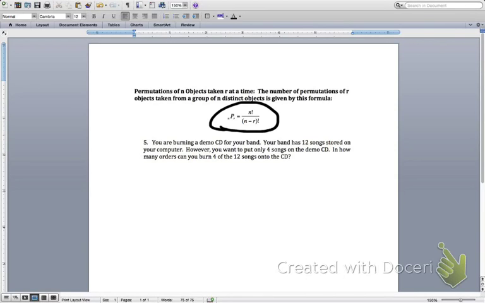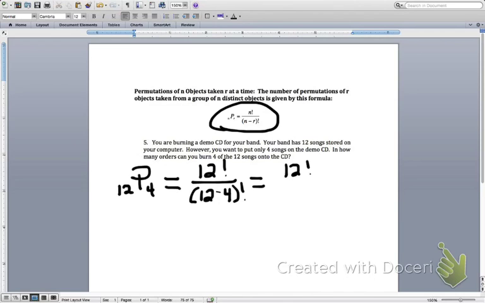So if you're choosing to use the formula, it would look like this. 12, the permutation of 4. If we follow the formula, that means it would be 12 factorial over 12 minus 4 factorial. We can do some simplifying of this and say, well, that's 12 factorial over 8 factorial.